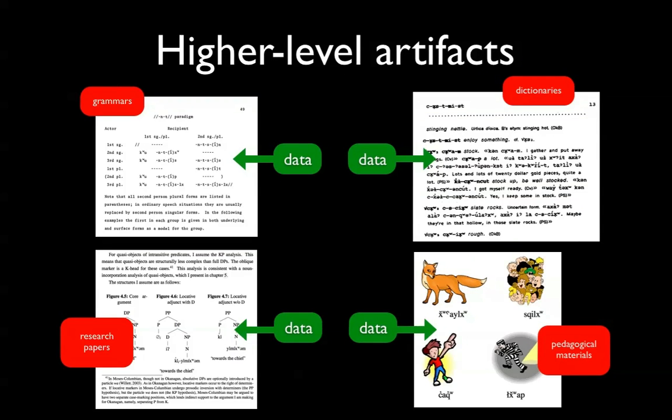By higher level artifacts, I'm referring to things like descriptive grammars, dictionaries, pedagogical materials, and research papers. But we could also include here language learning software and texts representing stories and narratives. The green boxes in this slide are meant to represent the primary fieldwork data that underlie all of these higher level artifacts.